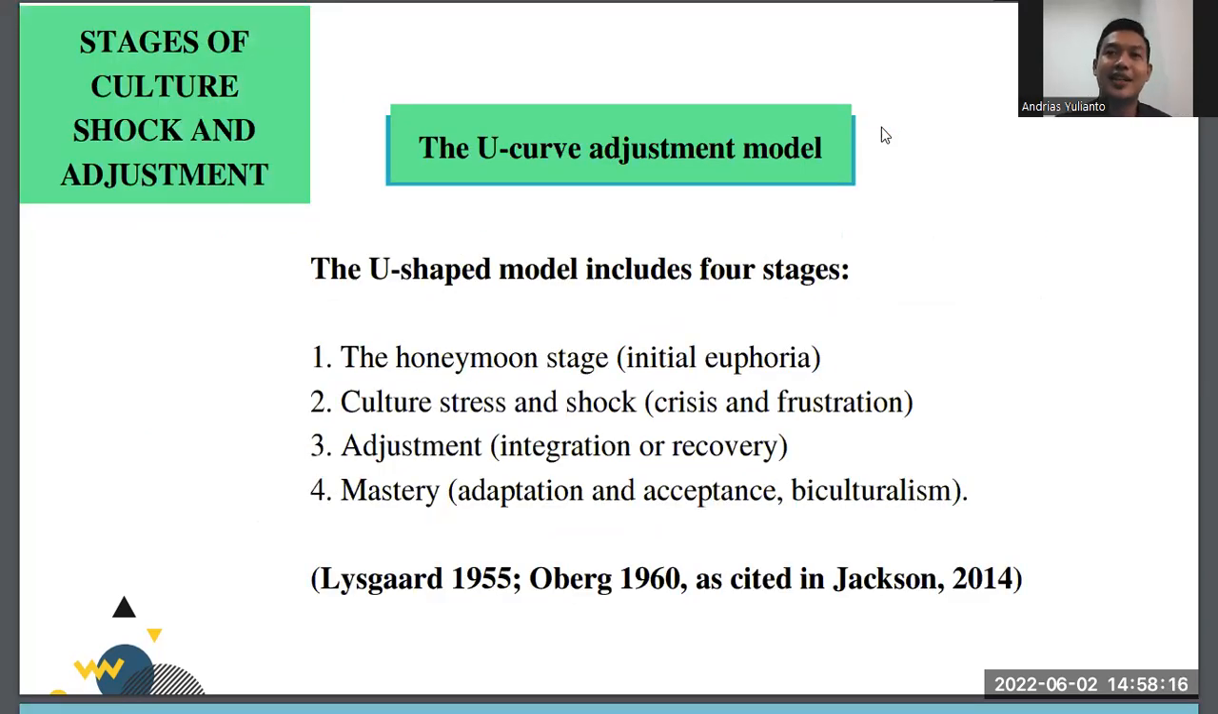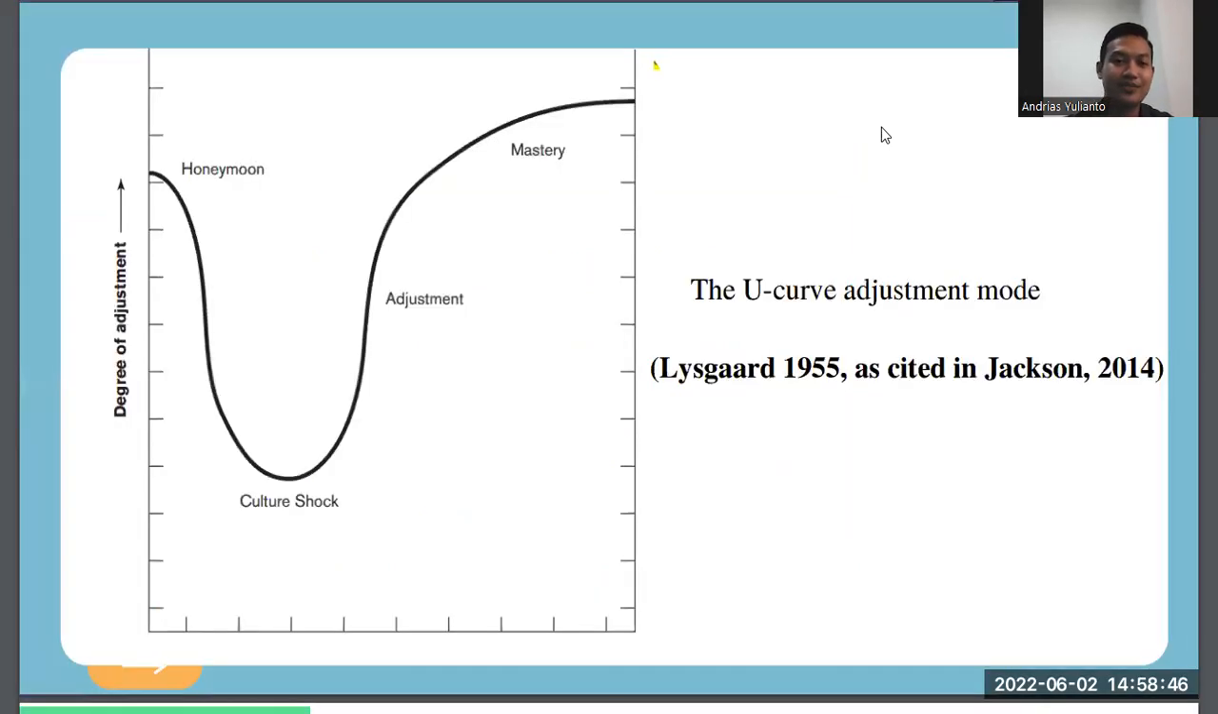Now let's learn the U-curve adjustment model. The U-shaped model includes four stages. The first is the honeymoon stage, the initial euphoria. Next, culture stress and shock, the second stage, with crisis and frustrations. And then the third one, we try to adjust: integration or recovery. And then the fourth one, mastery, adaptation and acceptance of the culture. This is the U-curve adjustment model by Lysgaard, 1955, as cited in James Jackson, 2014.